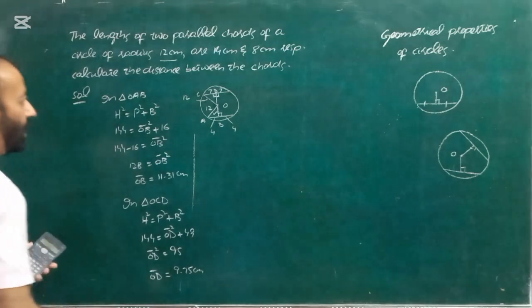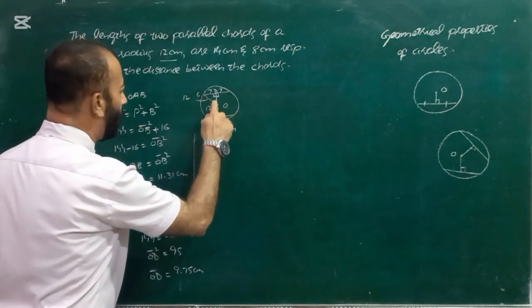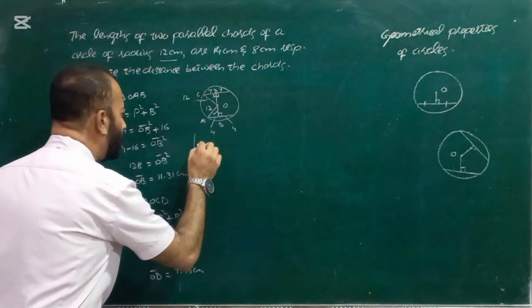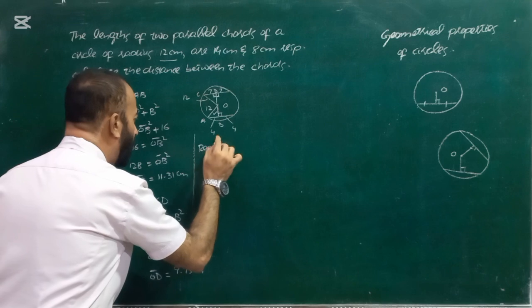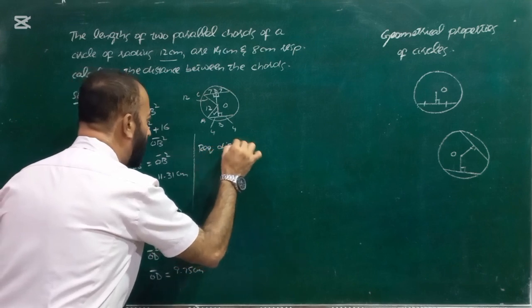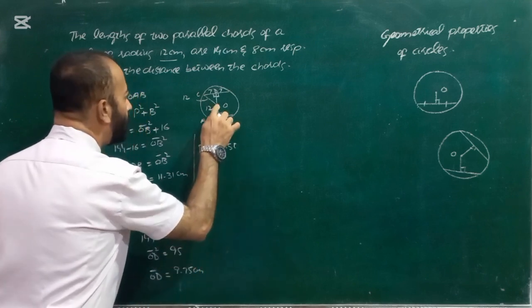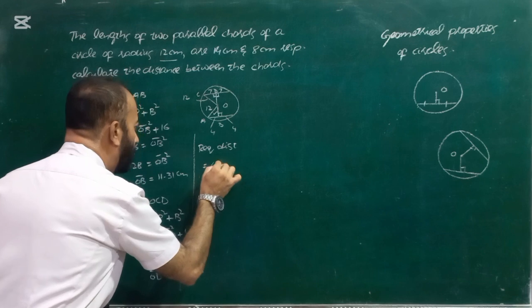So because the distance between the chords will be equal to, so the required distance will be equal to OD plus OB.